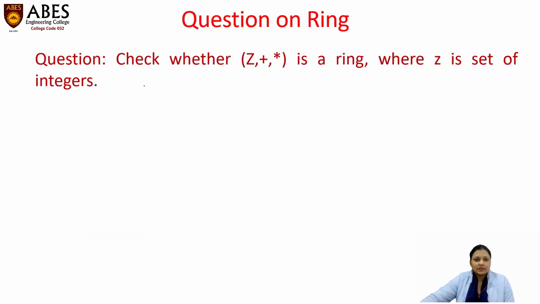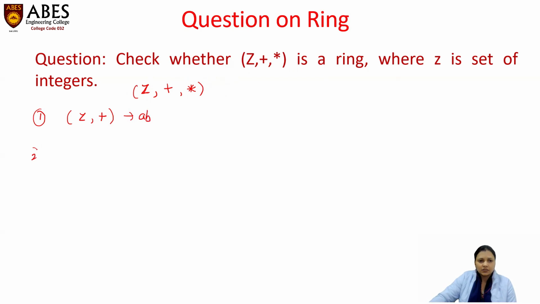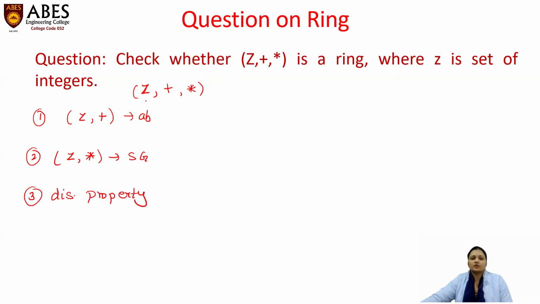For example, let us consider the structure of the set of integers. The first operator is addition and the second operation is multiplication. Here the star is multiplication. We have to check whether this structure is a ring or not. So we have to check the first condition: the set with the first operator is abelian or not. The second condition: the set with the second operator is semigroup or not. And then the distributive property. If these three properties are satisfied, then this structure will be a ring.